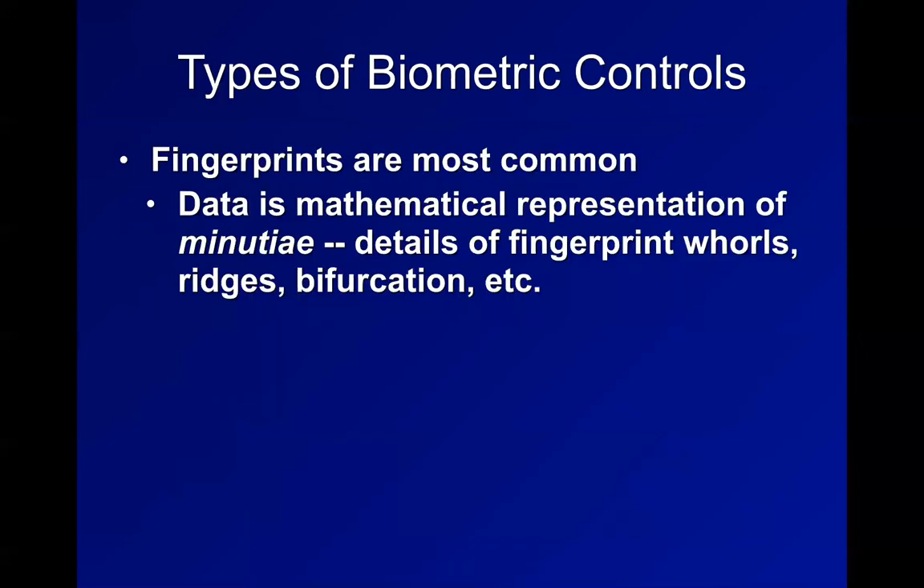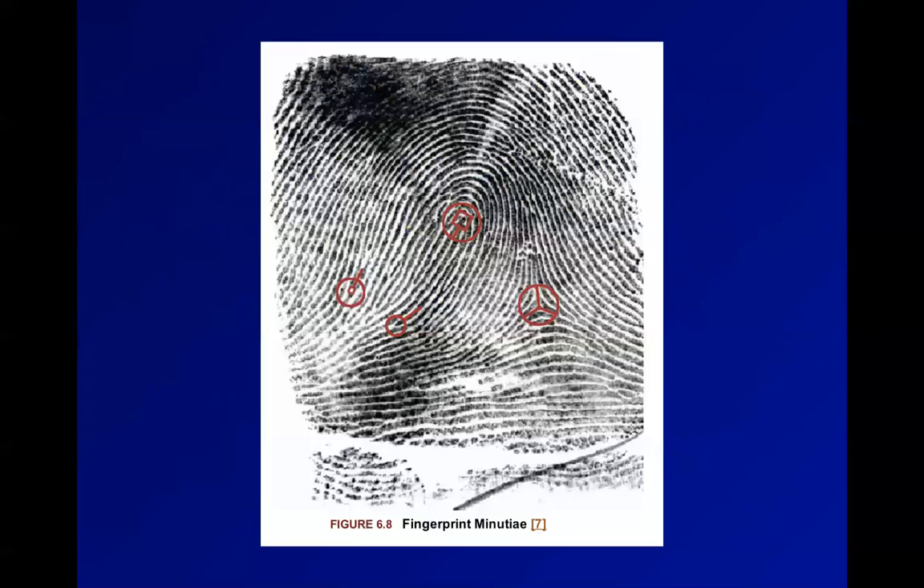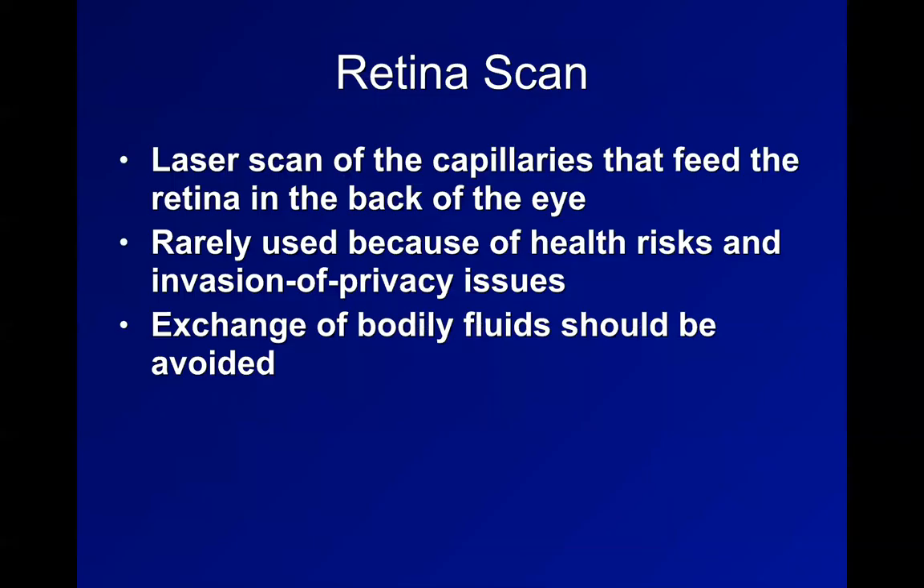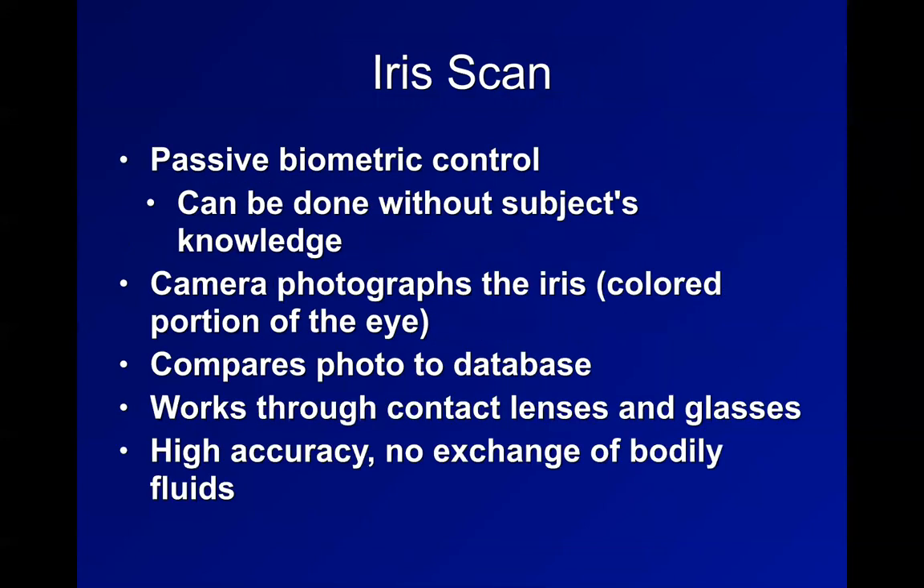So fingerprints are the most common biometric control, and they make some kind of mathematical representation of features it finds like this on your fingerprint. Retina scan is considered far more accurate, but it is not popular. People don't like sticking their eye in a cup, but that's what you have to do. Iris scan is considered easier. You take a photograph of your face, and with modern things like the iPhone, they can do this from like up in the sky.